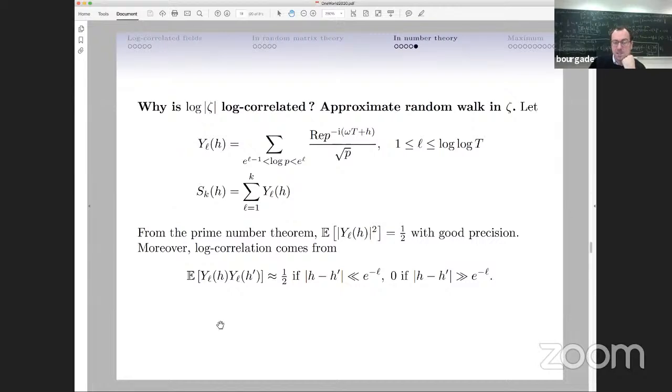And it happens that, of course, if you have two h's, h and h prime, which are very close, the increments will be common, but when you have increments which are a bit further, the increments will be essentially the same up to some primes, and then they will be different. So essentially, they would be the same as long as the distance between h and h prime is smaller than e to the l, the index of the increment. And then they become essentially independent. So there is a branching structure behind these increments. And this branching gets back to the branching Brownian motion setting, and that's why it's log-correlated.